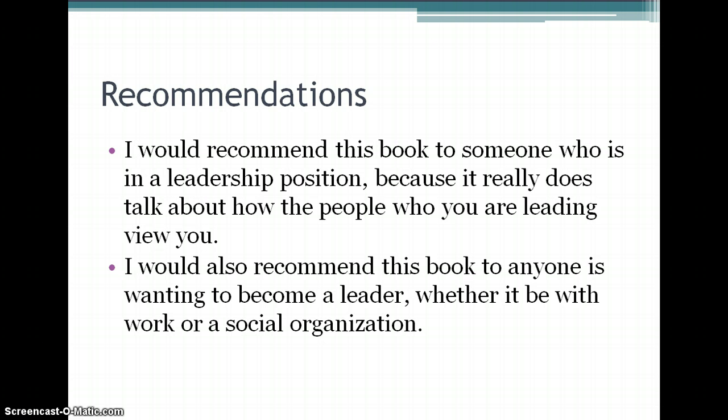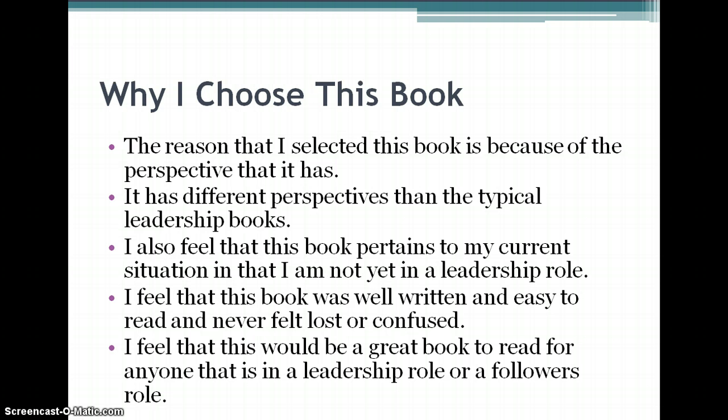I would definitely recommend this book to someone who is in a leadership position because it really does talk about how the people you're dealing with, you're leading, view you. I would also recommend this book to anyone wanting to become a leader. I think not everything is about telling people what to do and how to do it. I think how people view how you respond to certain situations, that's what makes you a leader.